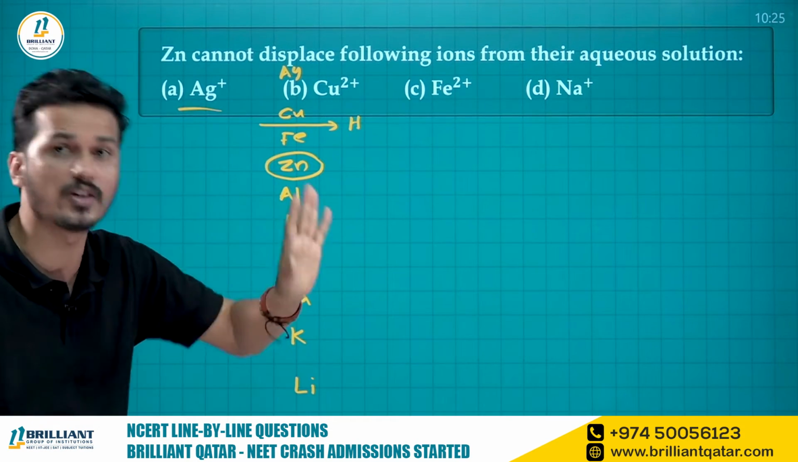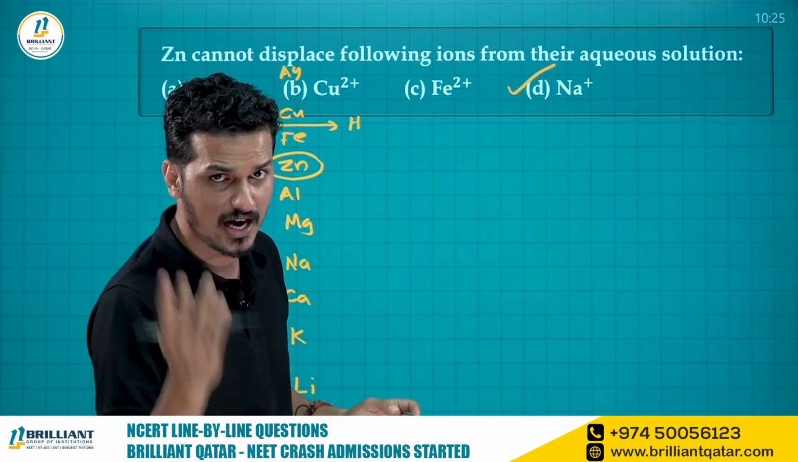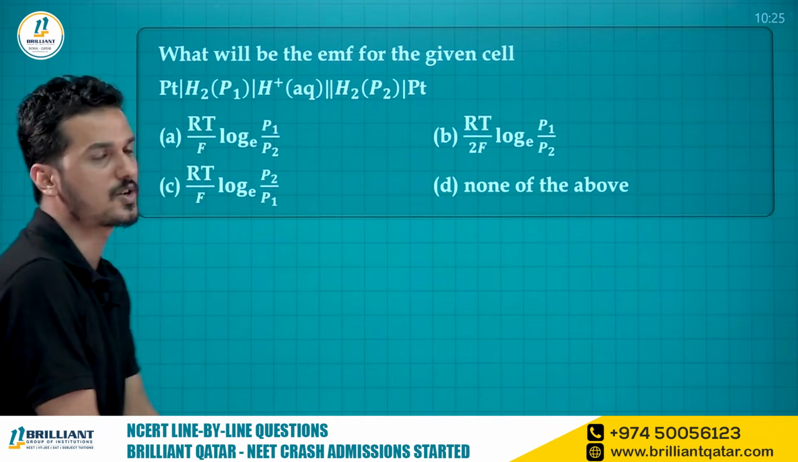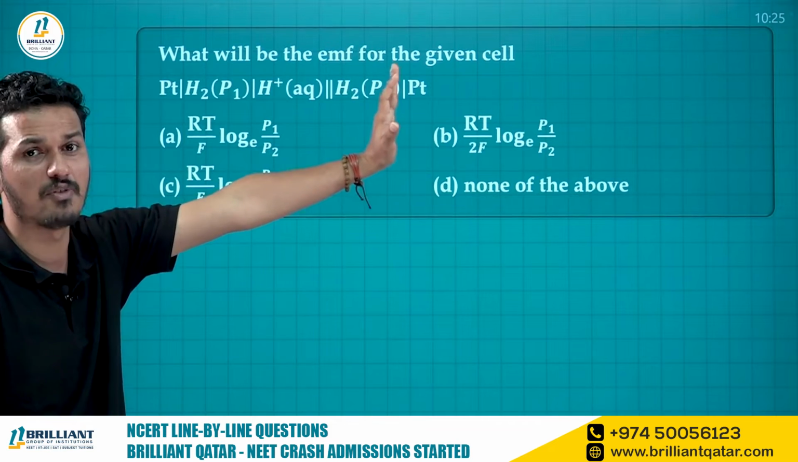So zinc cannot displace what? Sodium. So option D is the correct answer. I hope you guys got it. Ready? Okay. So this is the next question. What's the question? What will be the EMF for the given cell?